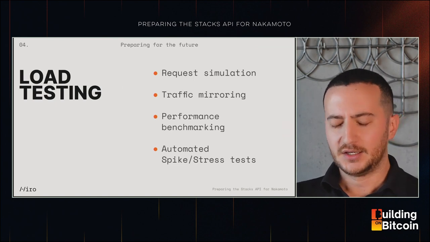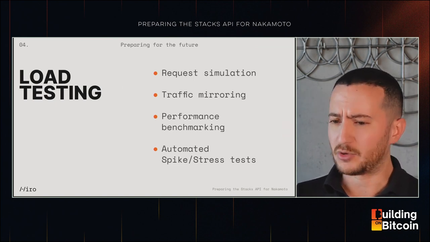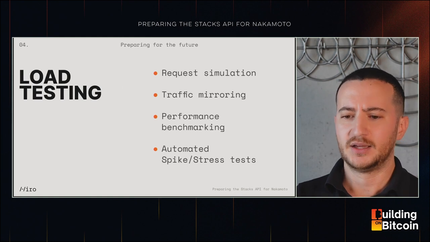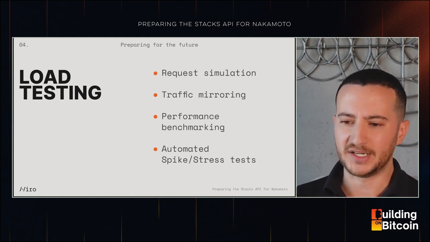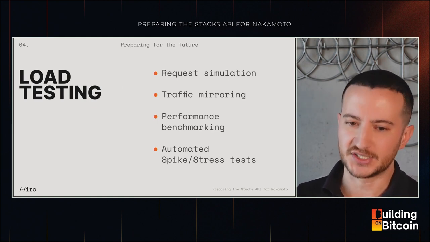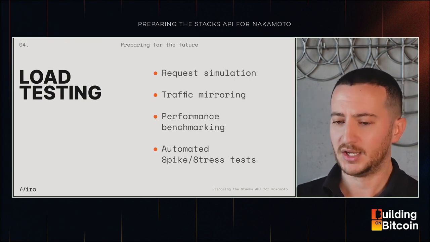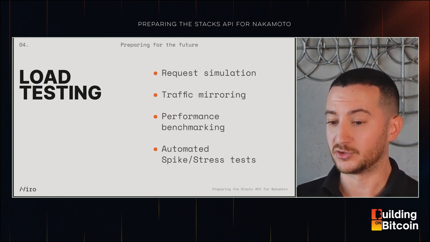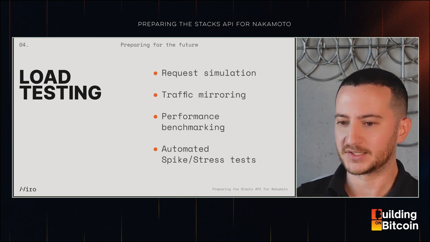Finally, load testing. We are doing a lot of request simulation, traffic mirroring, performance benchmarking, and automated tests just to make sure that we are continuously testing every new release that we do, making sure that we are able to handle all the traffic spikes that we could get.